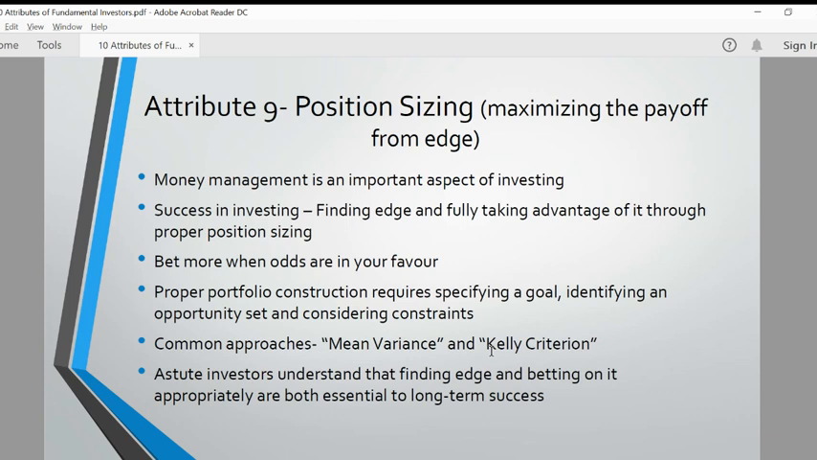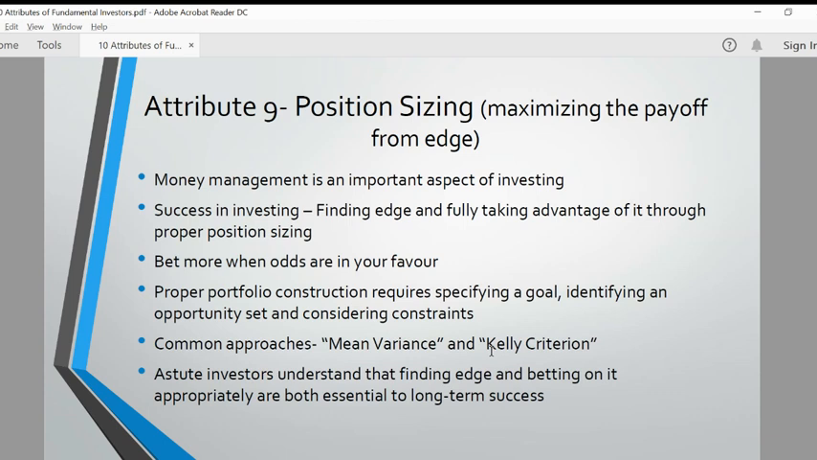Common approaches for position sizing include mean variance and the Kelly criterion. Mean variance usually tends to seek a model which optimizes the standard deviation of returns. This is preferred by a conservative investor who doesn't want much drawdown in his or her portfolio. Whereas the Kelly criterion is a model which tries to maximize the return. So there can be many approaches to position sizing. And astute investors understand that finding an edge and betting on it appropriately are both essential to long term success.